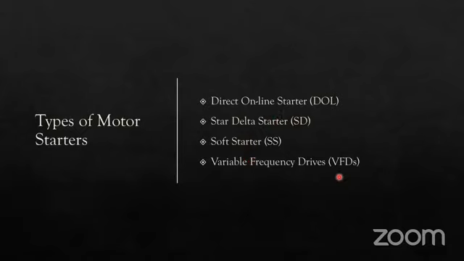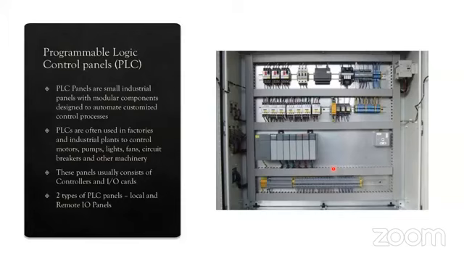So these are the basic motor starters, and then we have programmable logic controller panels, PLCs. PLC panels are small panels with modular components designed to automate customized control processes. Like I said, if any customer requires an automatic process, a PLC will be needed for the project. Often they are used to control motors, pumps, lights, fans, circuit breakers, and other machinery. So all that equipment you can control via the PLC.